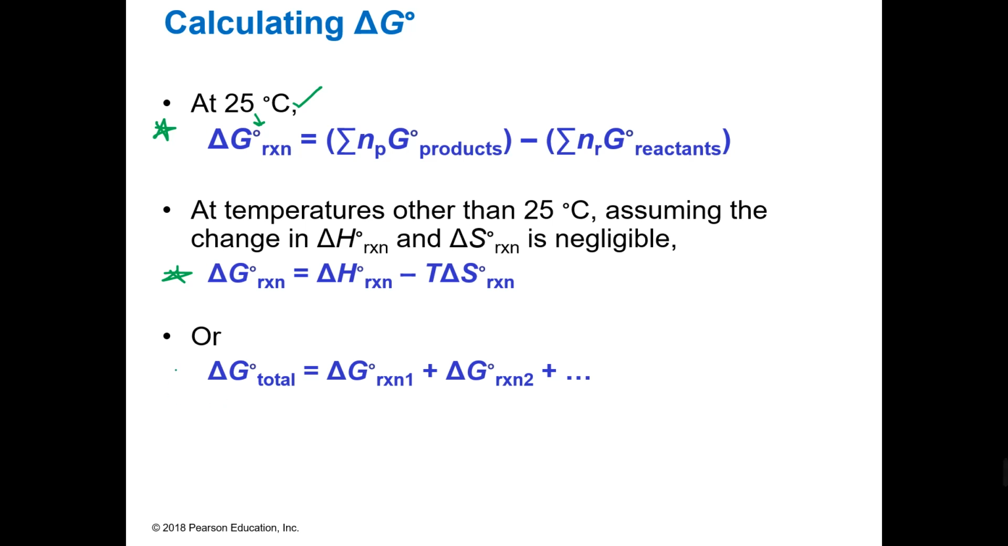Well, the same can apply with delta G. So if I have delta G of a total, all that's going to be is the delta G of the first reaction plus a second reaction plus the third reaction, et cetera. So again, it's literally taking the individual delta G of each individual reaction and then adding them all together. But we're going to use products minus reactants at standard state conditions, which is 25 degrees Celsius. And then at all other temperatures, we're going to need to use this one. The delta G of the reaction is equal to delta H of the reaction minus T delta S of the reaction.